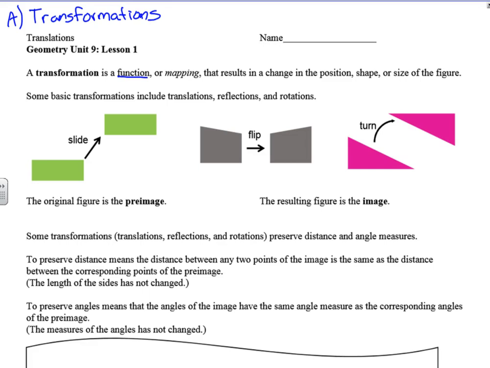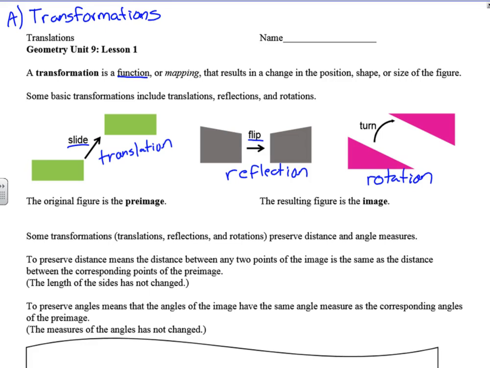Some basic transformations that you see here: we have a slide, where we're just sliding one image to the other. This is called a translation when we slide. We may flip it. A flip is called a reflection, and a turn is called a rotation. So those are some of the basic transformations.